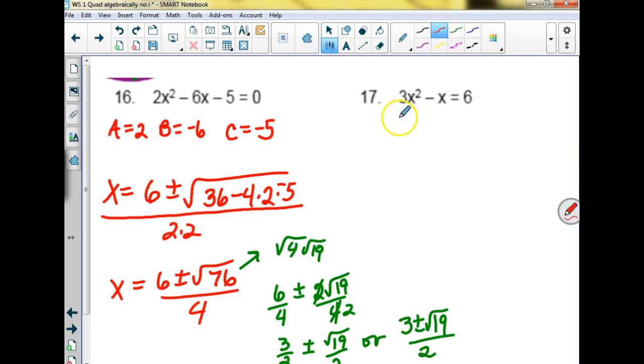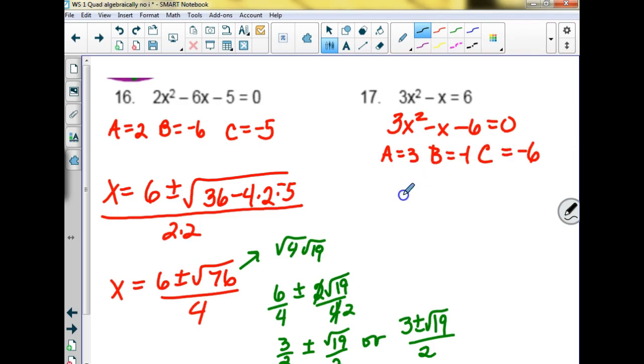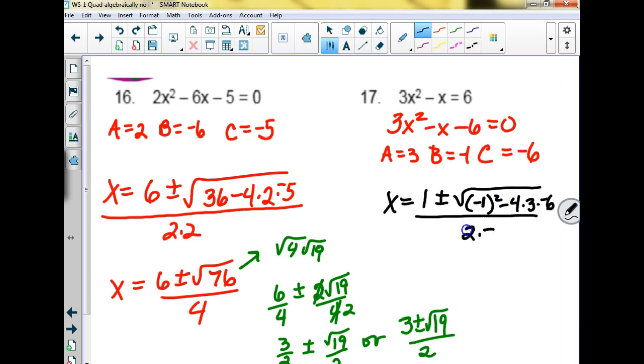There we go. All right, so we'd have to make this one equal to 0. And then we'd have A is 3, B is negative 1, and C is negative 6. So the opposite of B, which is positive 1, plus or minus the square root of B squared, which is 1, minus 4 times A times C, all over 2 times 3. So we'd have 1 plus or minus the square root of, let's see, 6 times 3 is 18, times 4 is 72. It's going to be positive, and this one I think is square root of 73 all over 6.